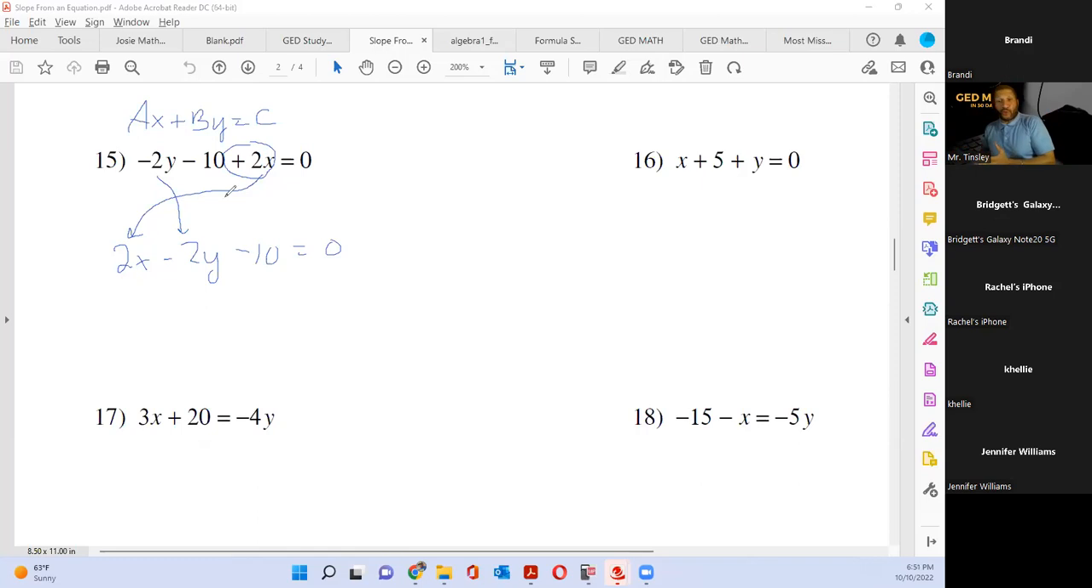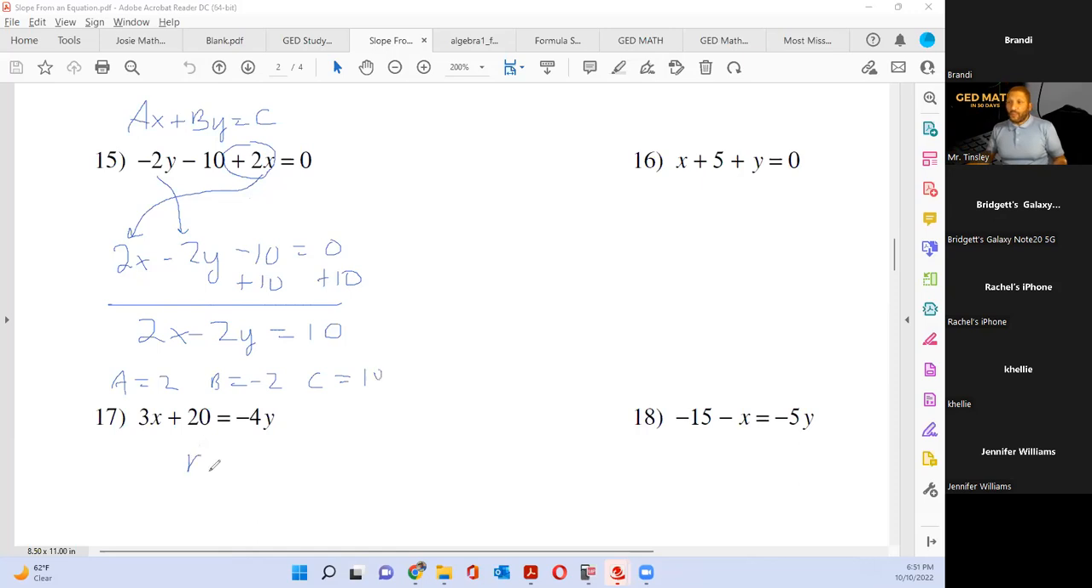Remember, to put something on the right side, you do the opposite. We know how to do one-step and two-step algebraic equations, so we're going to add 10 to both sides. Now we've got 2x minus 2y equals 10. Wow. A is 2, B is minus 2, C is 10. Slope is minus A over B. A is 2, minus A is -2. B is -2. 2 over 2 is 1, two negatives make a positive.